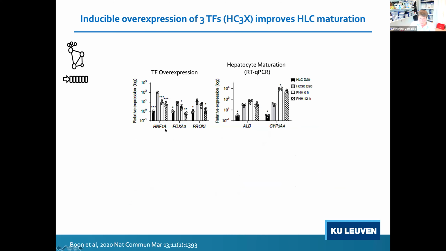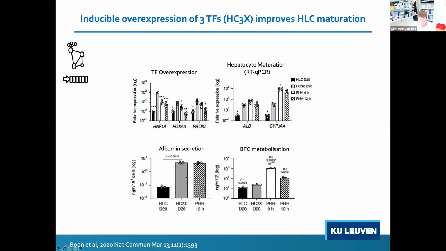The transcription factors we overexpressed were HNF1 alpha, FOXA3, and PROX1. You can see here the overexpression shown for each, and HC3X, which is the 3 transcription factors together, is in the range of primary hepatocytes cultured for 12 hours or freshly isolated primary hepatocytes, except that HNF1 is a bit higher than what we see in these cell types. This improves albumin expression, this improves CYP3A4 expression, but you will notice that CYP3A4 expression is still lower than in primary hepatocytes. It is also improved at the functional level: albumin secretion is improved, BFC metabolization is improved some, but we're still a long way away from primary hepatocytes.